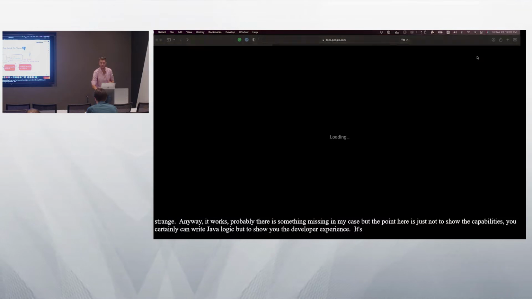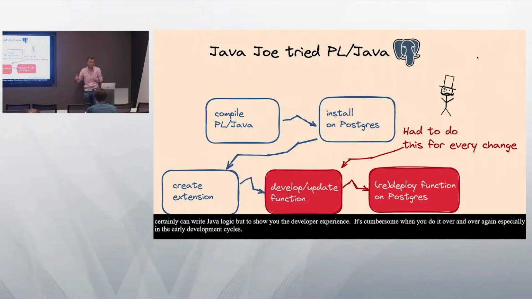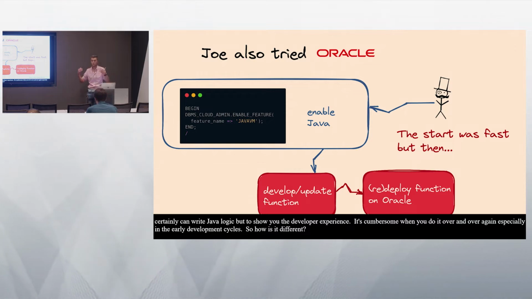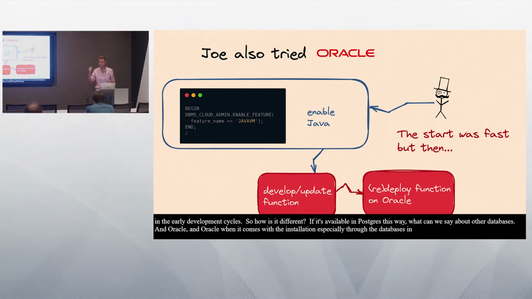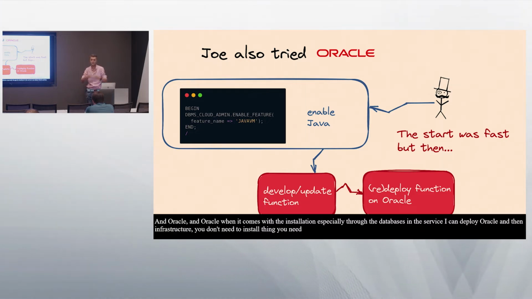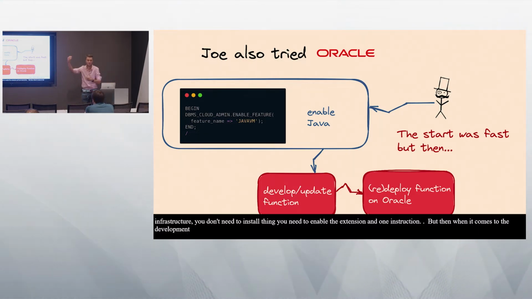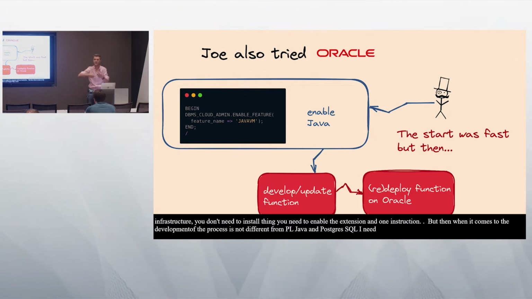So like, how is it different? Like if it's available in Postgres this way, what can we say about other databases? In Oracle, actually, Java Joe went ahead and checked Oracle. So in Oracle, when it comes to the installation, especially to the database as a service, because I can go and deploy Oracle in the infrastructure, you don't need to install anything. You basically go and enable this extension for Java just in one instruction. But then, when it comes to the development, when I want to write the real code, the process is not different from PL Java in PostgreSQL. I need to create the logic. I need to somehow connect to Oracle database. I need to bring Java artifacts there, and then I need to redeploy. And I do this over and over again.